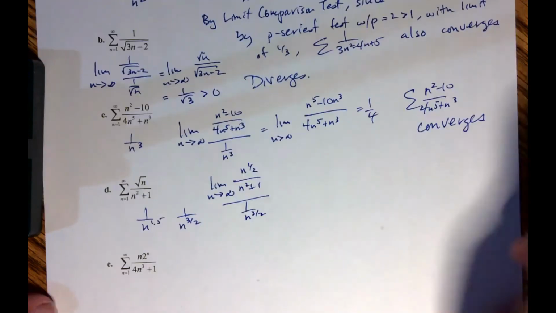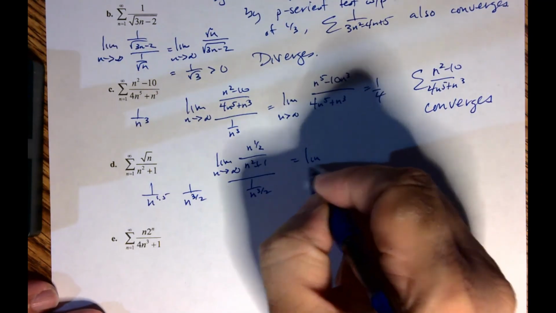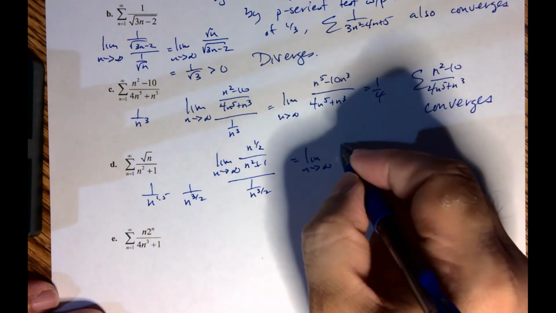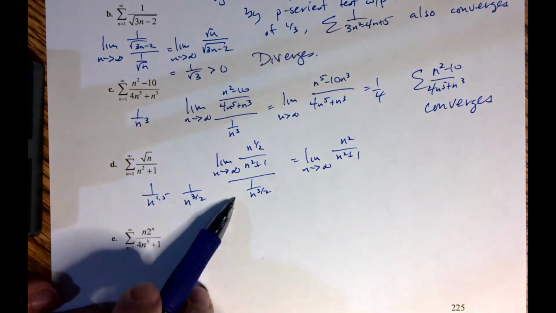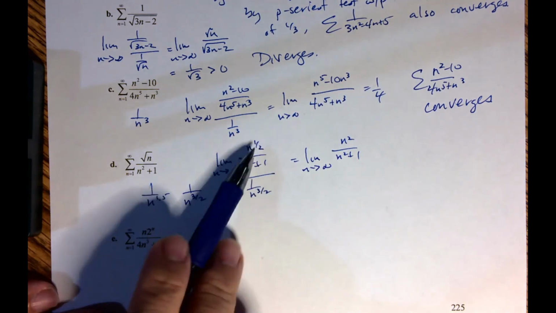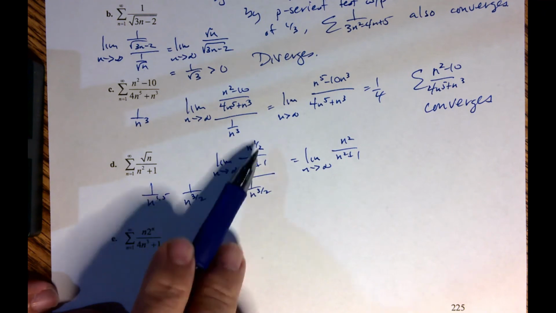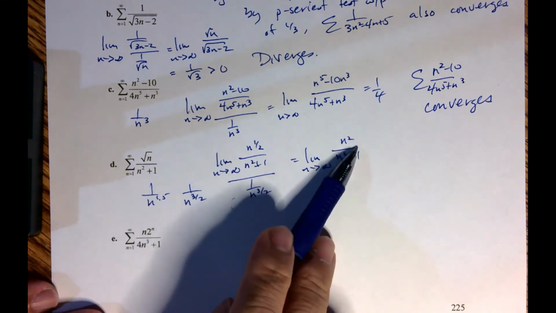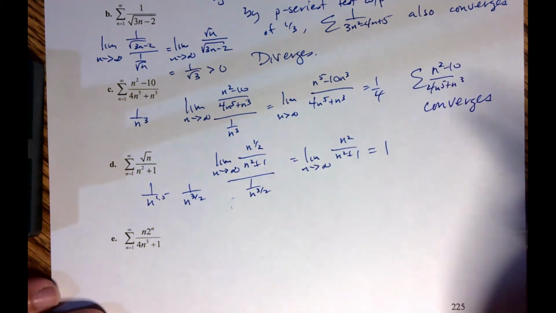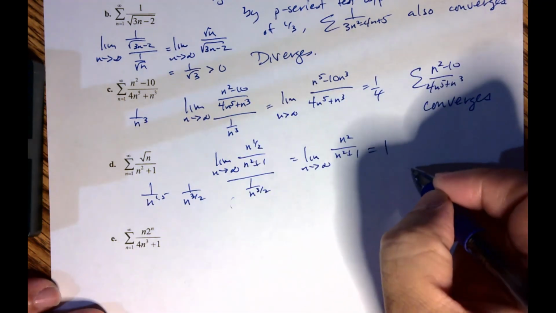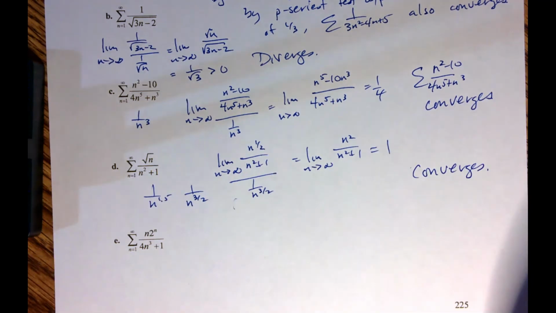Okay, so that multiplied by that, that's going to give me a limit as n goes to infinity of n squared over n squared plus 1, right? So whenever you have this fraction, you're going to multiply n to the 3/2 times n to the half. So you add the exponents, 1/2 plus 3/2 gives me 2. And that limit is 1. It is positive and finite, so they behave the same. So it converges by the limit comparison test. Okay.